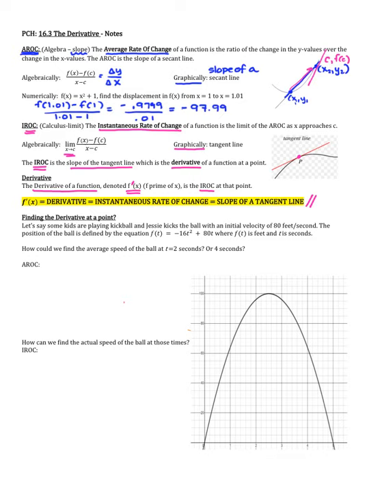So I have an example here. We have some kids playing kickball. Jessie, my daughter, kicks the ball with an initial velocity of 80 feet per second. She's got a strong leg, what can I say? The position of the ball is defined by this equation, and I've provided a graph of it down below, where f of t is in feet and t is in seconds. How could we find the average speed of the ball at t equals 2 seconds?